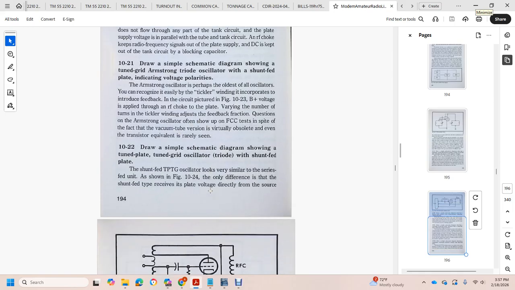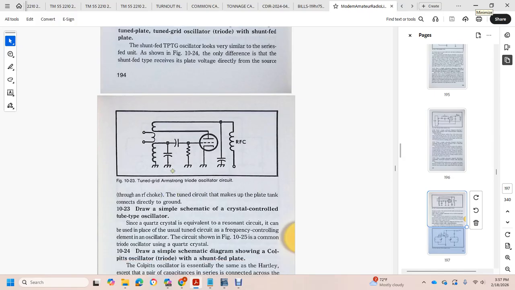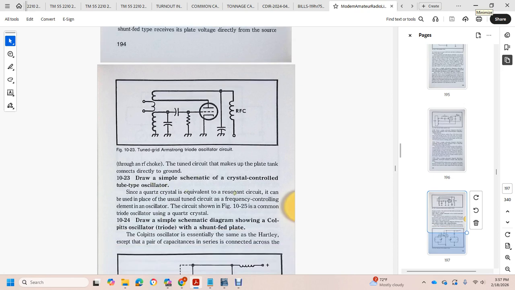222. Draw a simple schematic diagram showing the tuned plate, tuned grid oscillator with shunt field plate. The tuned plate, tuned grid oscillator looks very similar to the series fed unit shown in figure 1024. The only difference is that the shunt field receives the plate voltage directly from the source through a radio frequency choke, with a tuned circuit making up the plate tank connected directly to ground. Draw a simple schematic of crystal control of the tube oscillator, with the quartz crystal and its equivalent resonance circuit, with the plate having the usual tuned circuit. The frequency control of the oscillator is with the circuit shown in figure 1025, the common triode oscillator with quartz crystal.